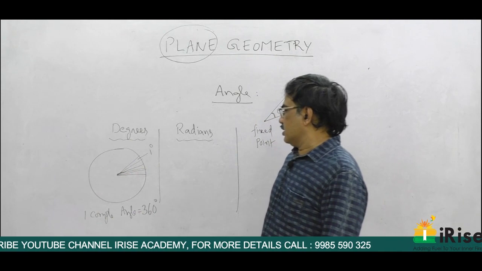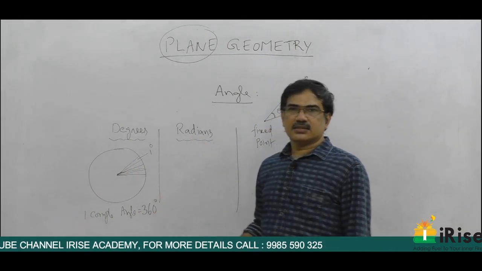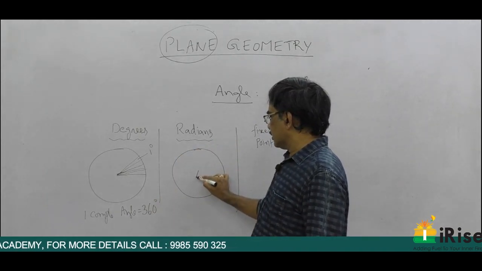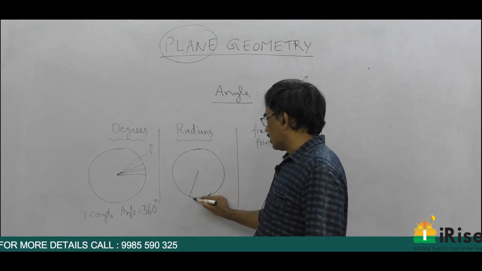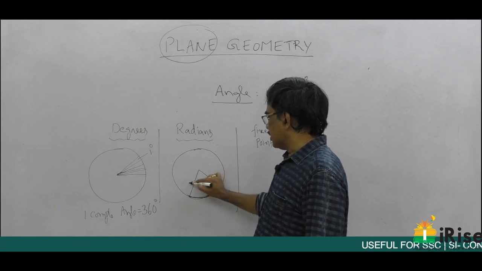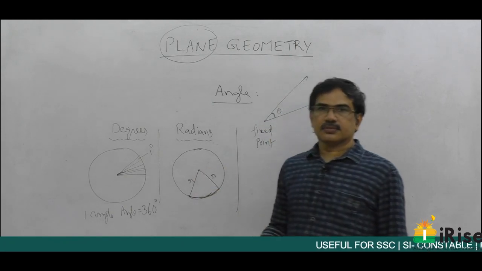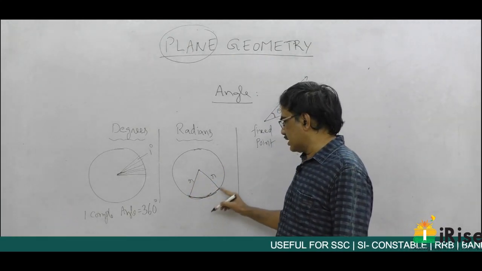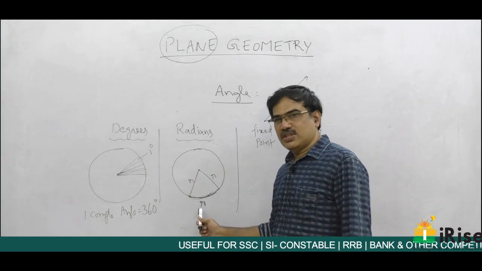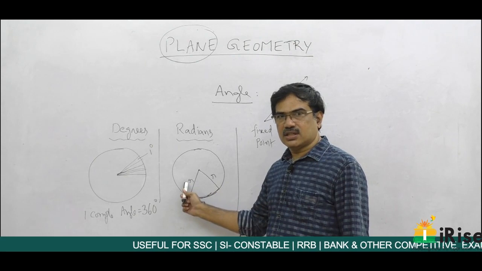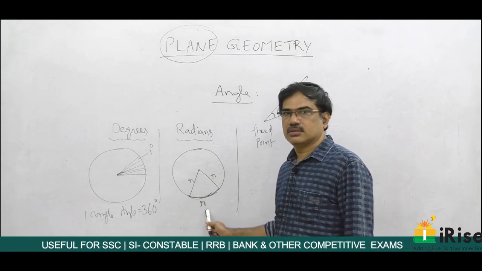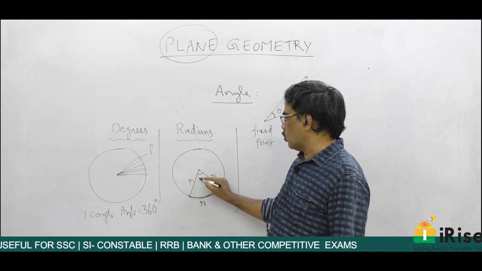Okay. Next, what is a radian? This is a circle. Consider an arc of the circle. Let r be the radius of the circle. Consider an arc whose length is equal to the radius of the circle. If the length of the arc is equal to the radius of the circle, then the angle subtended by this arc at the center is called 1 radian.